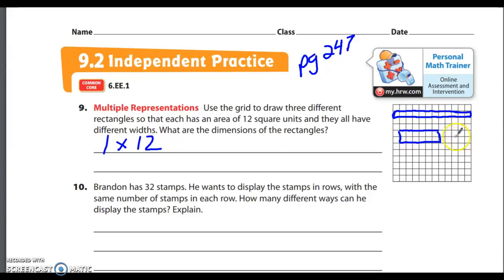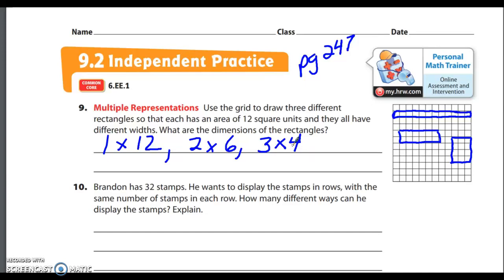And the last one would be, and it doesn't matter if it's tall or long, 1, 2, 3 by 1, 2, 3, 4. So the 3 different rectangles you could get would be a 1 by 12, a 2 by 6, and a 3 by 4. Those are the dimensions of the 3 different rectangles.